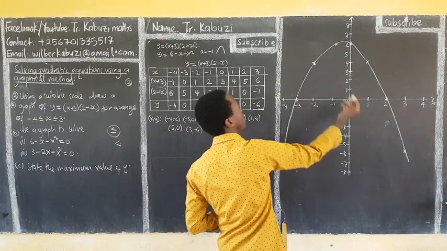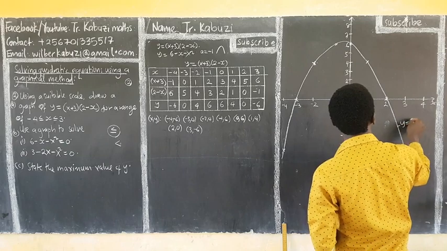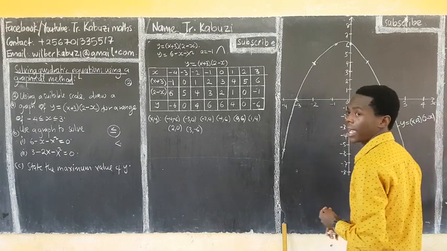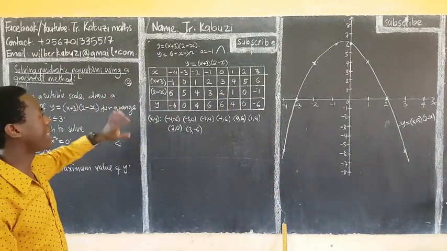So now from there, you come and you name the graph. Don't forget to name it. This is my y equals (x + 3)(2 - x). Now, after this, that's the graph.